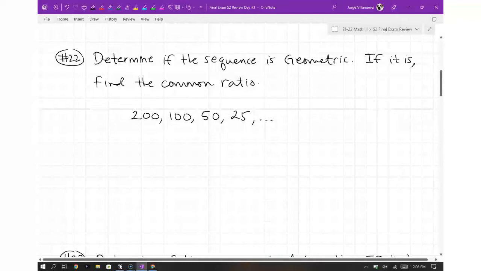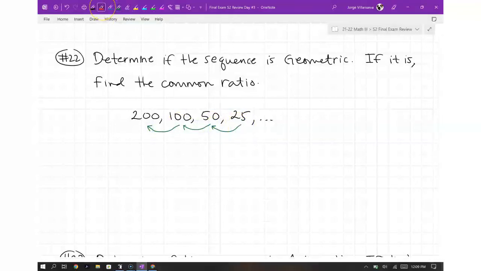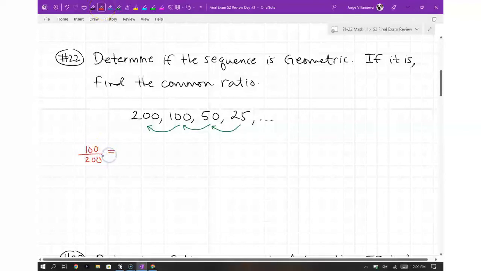Okay, so the numbers we got are 200, 150, 25. To find the common ratio, we have to divide. Okay, and we're going to divide the numbers in that order. Okay, so we have to divide. So 100 divided by 200. Well, that's half. 50 divided by 100. Also half. 25 divided by 50. That's half.